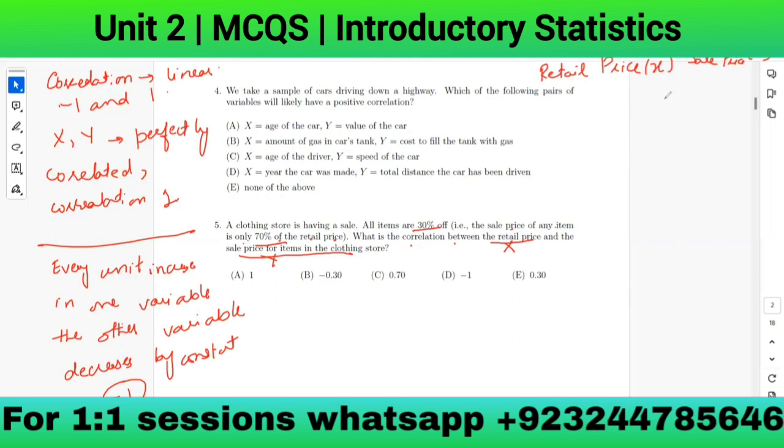So we have 70% off on the retail price. It means it's 100 into 0.7, which will be equal to 70. So it is when we have 100% off.